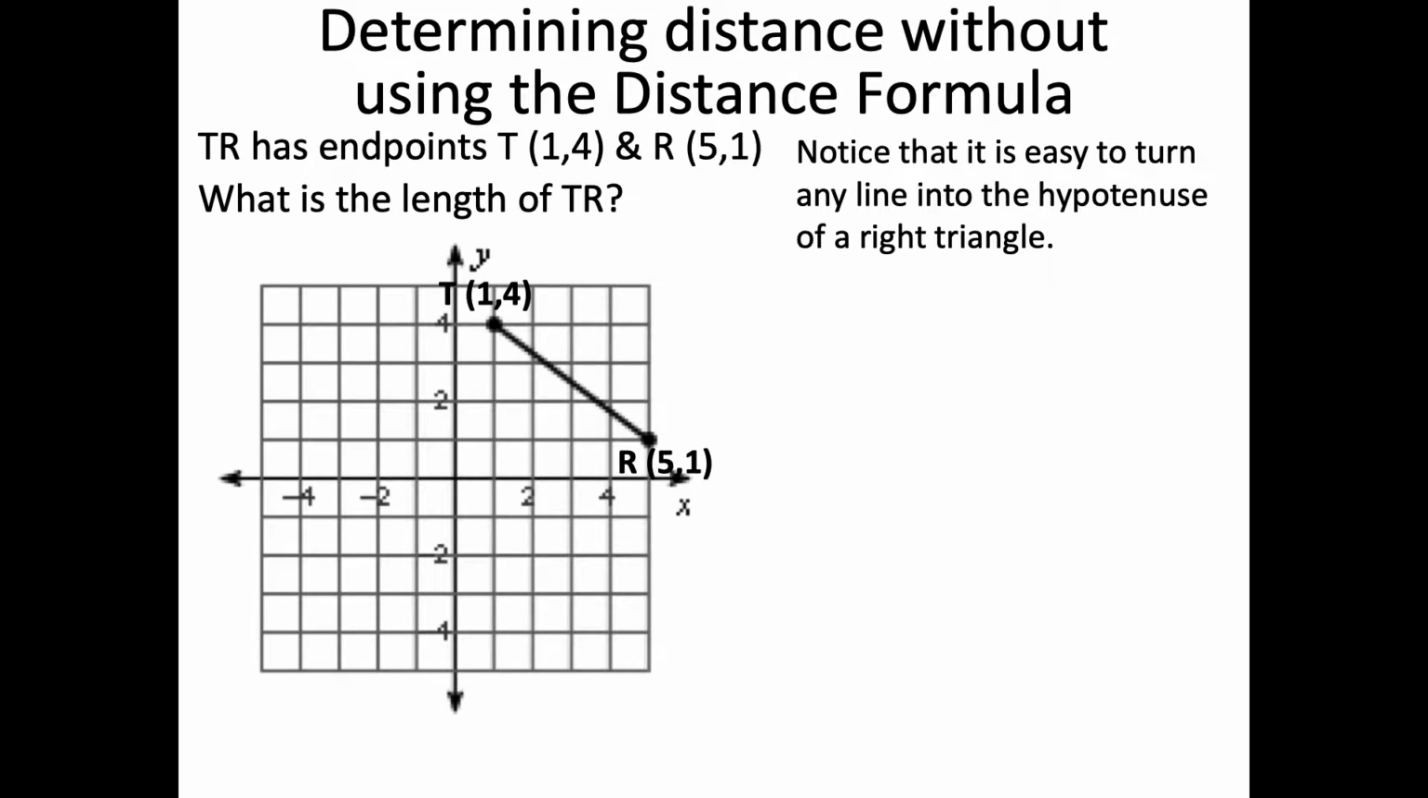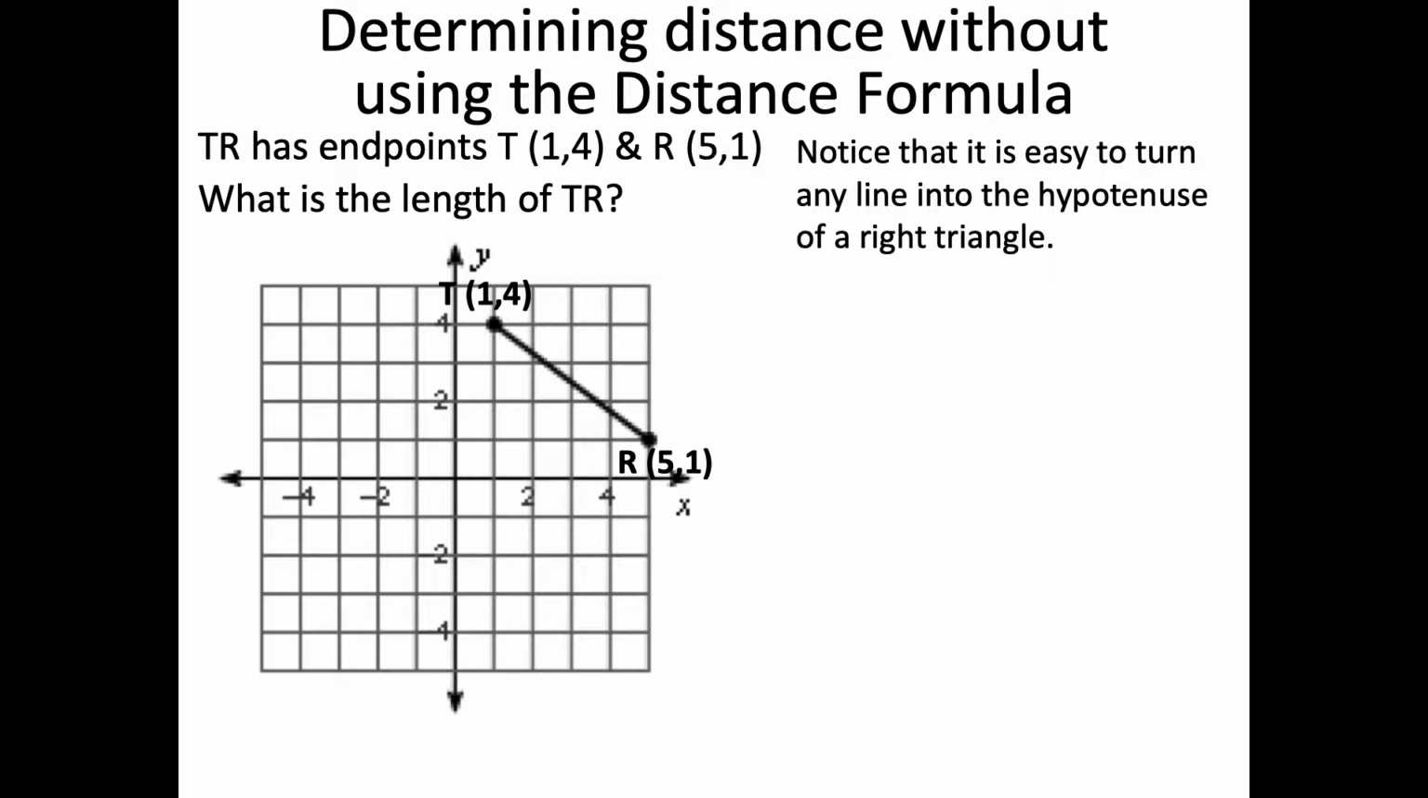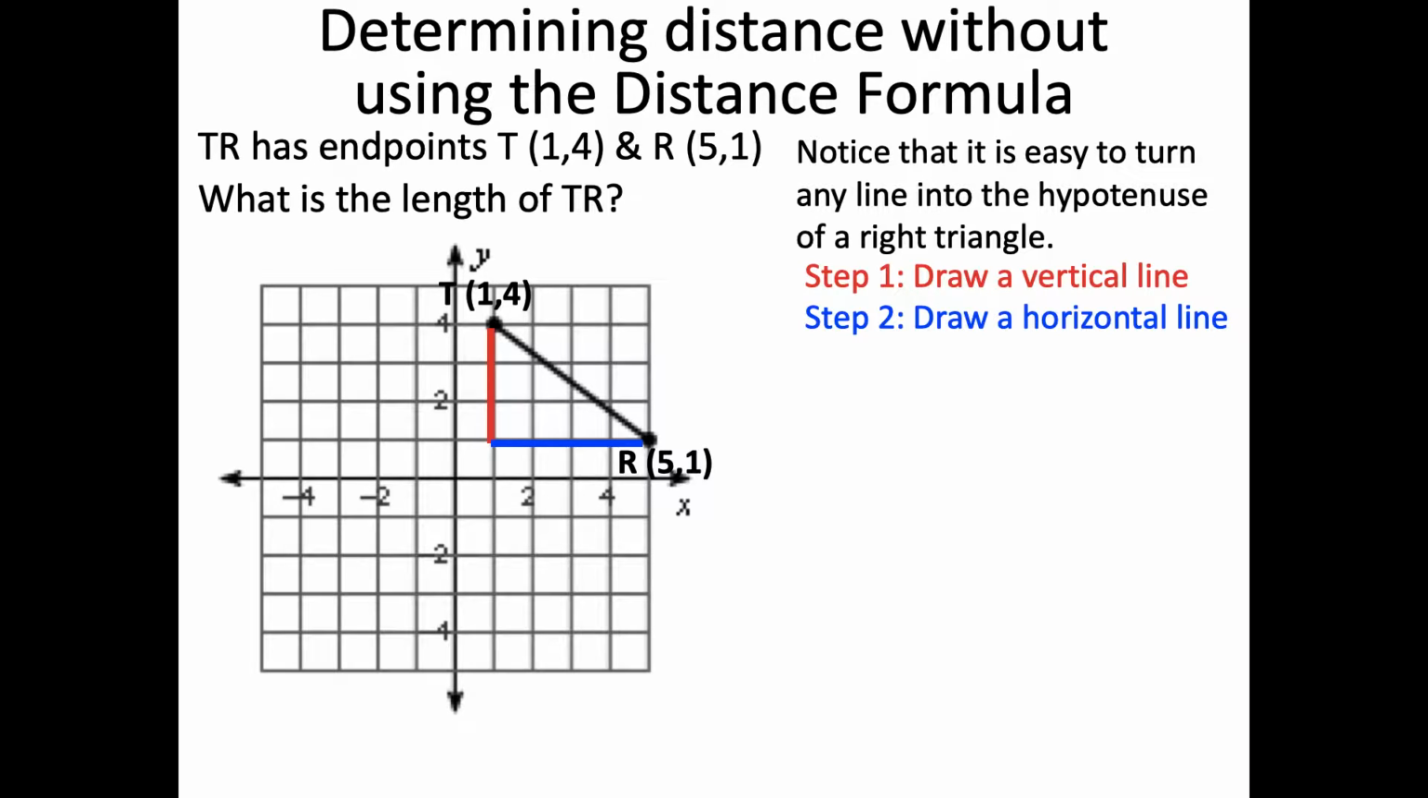What you can do here is remember back to, I don't know where you guys learned it, 7th grade, the Pythagorean theorem about right triangles. Notice that it's easy to turn any line into the hypotenuse of a right triangle. So there's the line, and that makes a right triangle. Draw a vertical line and a horizontal line, and now I have a right triangle. I'm putting my mark there. Notice that mark there.